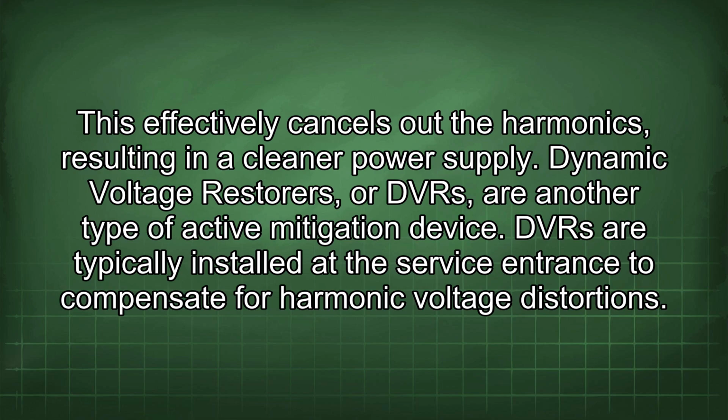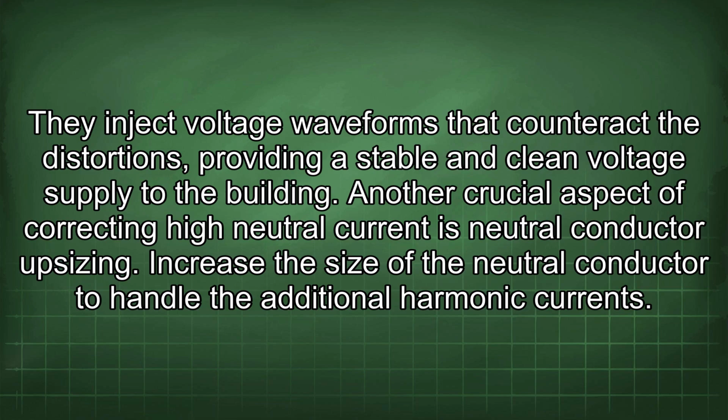Dynamic voltage restorers, or DVRs, are another type of active mitigation device. DVRs are typically installed at the service entrance to compensate for harmonic voltage distortions. They inject voltage waveforms that counteract the distortions, providing a stable and clean voltage supply to the building.